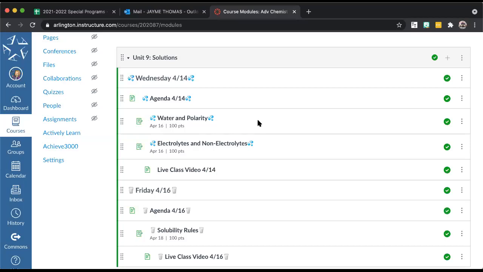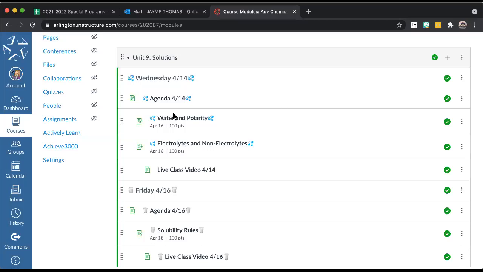Yeah, we started talking about solutions on Wednesday. And so you had sort of the introduction stuff. So we talked about what the water molecule is and what being polar or non-polar means, and how that impacts if things will dissolve in water or not dissolve in water. And we talked about how different things dissolve.